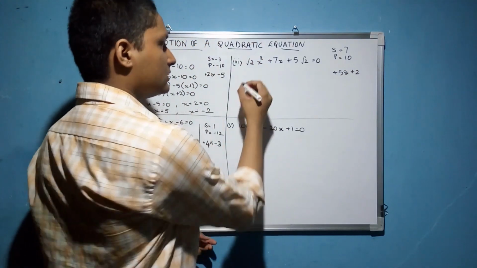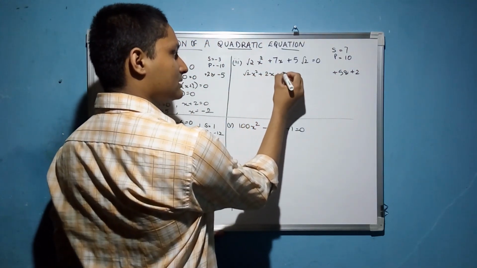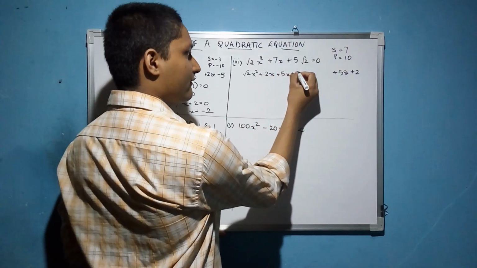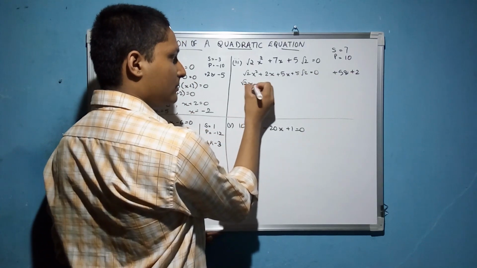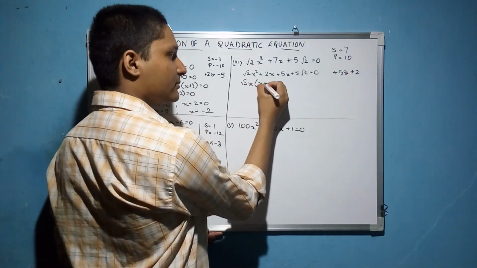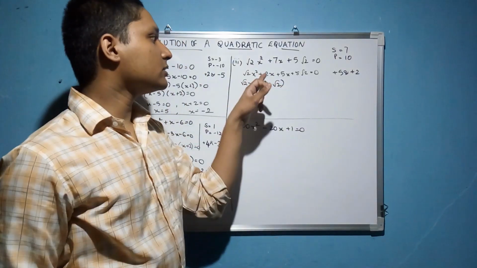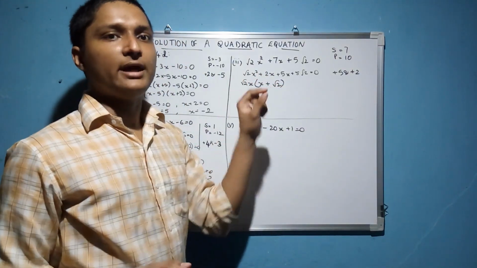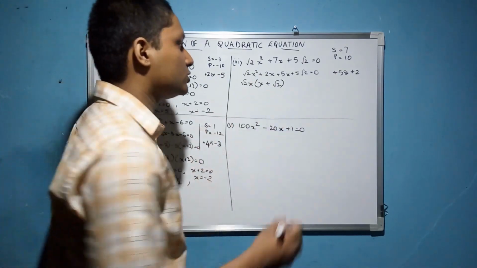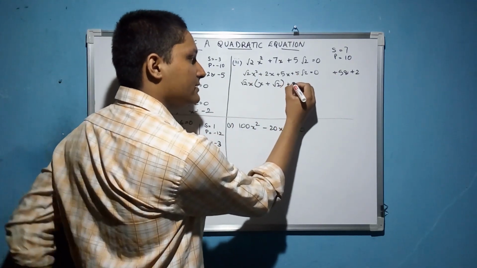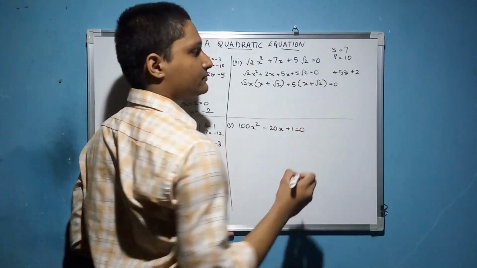Okay, so this is going to be root 2x square plus 2x plus 5x plus 5 root 2 is equal to 0. I'll take root 2x common, then x remains, then you have x plus root 2, because if you take root 2 outside here, 2 by root 2 is remaining. 2 by root 2 stands for root 2. Therefore, it's going to be x plus root 2. Then you have 5 is common. Then you get x plus root 2 is equal to 0.